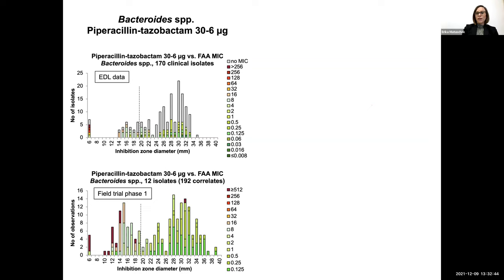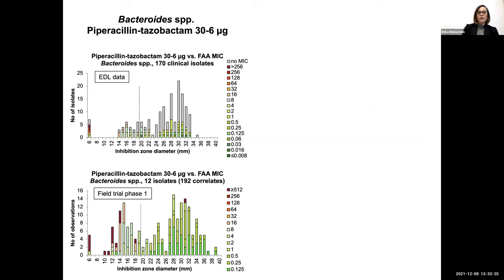And the lower graph with the same agent and species will show what happened when we tested isolates in the field trial phase one, where all the labs tested the same isolates. We should say that at that time, when we performed the field trial phase one, all the labs were inexperienced with disk diffusion of anaerobic bacteria. After that, we have provided more clear instructions on, for example, how to read zones. But even though the labs were inexperienced, it actually looks pretty good when we compare the EDL data to the field trial phase data.